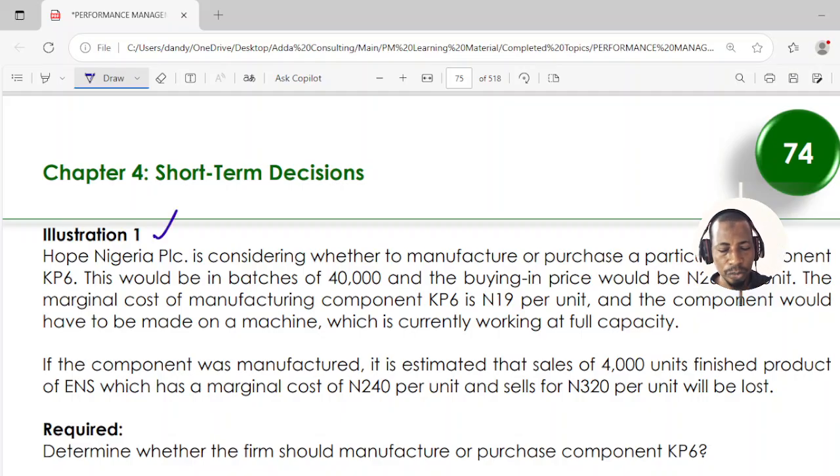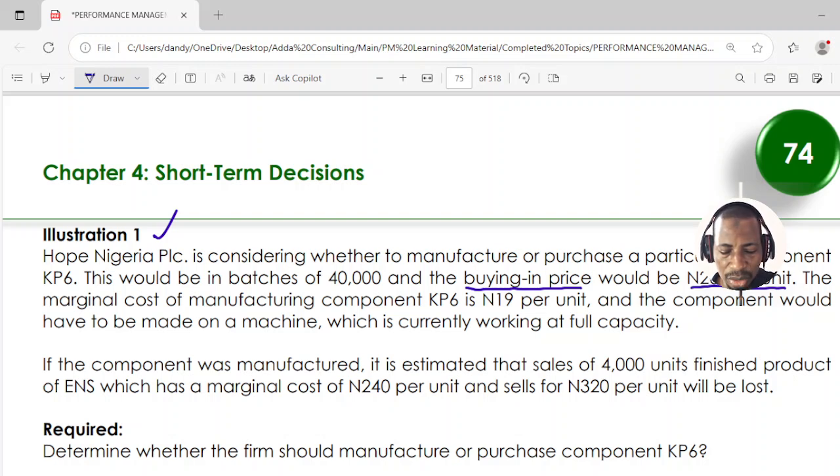Illustration 1. Hope Nigeria PLC is considering whether to manufacture or purchase a particular component KP6. This will be in batches of 40,000 and the buy-in price will be 26 naira per unit. Buy-in price represents the supplier's quotation. The marginal cost of manufacturing component KP6 is 19 naira per unit. Marginal cost is the same thing as variable cost or direct cost. And the component would have to be made on a machine which is currently working at full capacity.